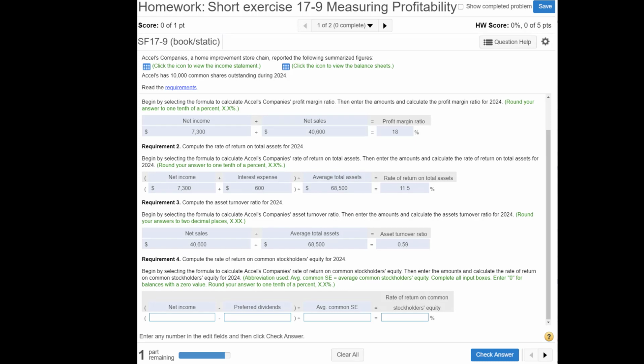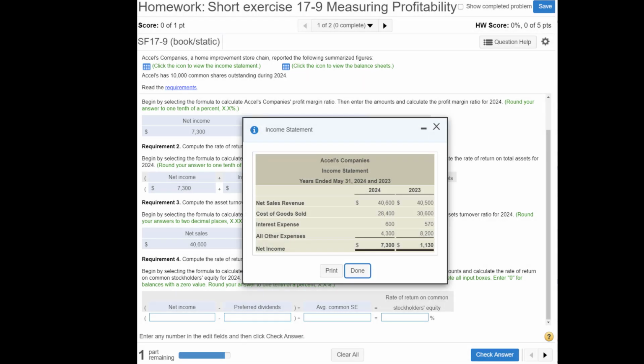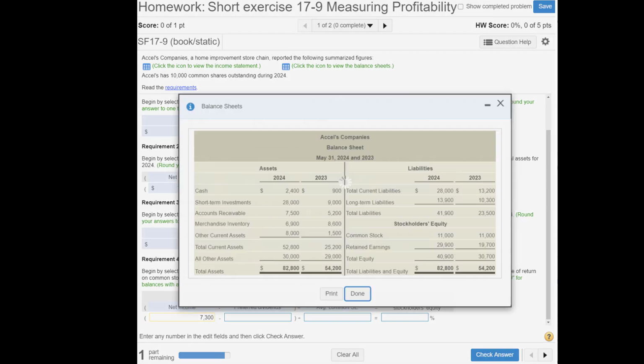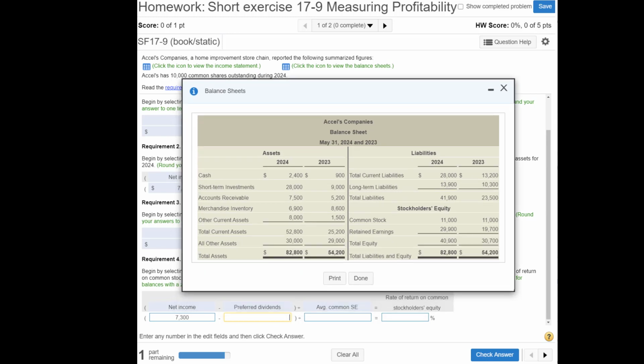So net income is $7,300. Preferred dividends: let's look on the balance sheet to see if they even have preferred stock. We look in the stockholders' equity. Notice there's only common stock, no preferred stock. So the preferred dividends are 0 because there is no preferred stock.